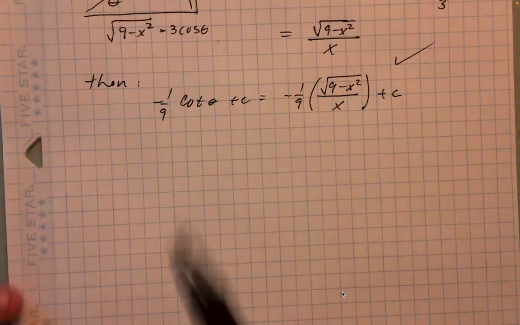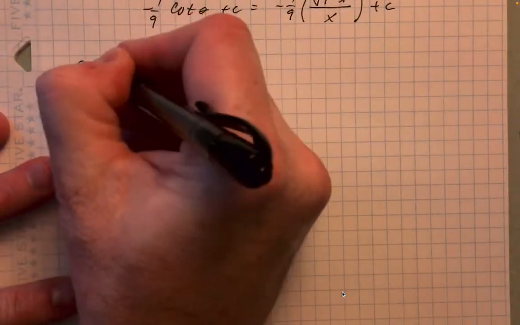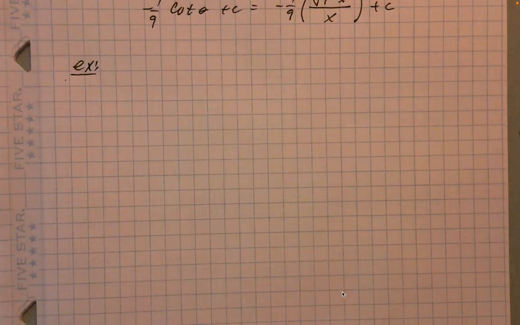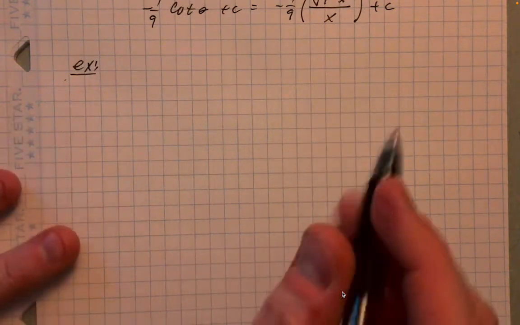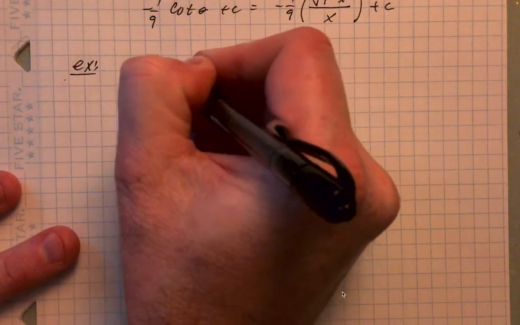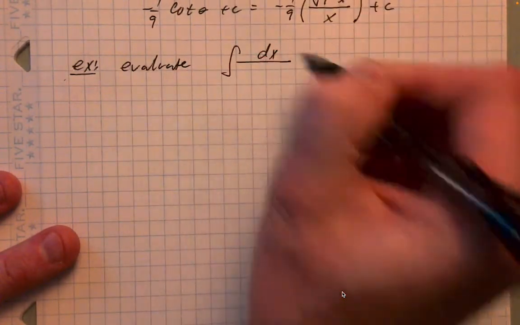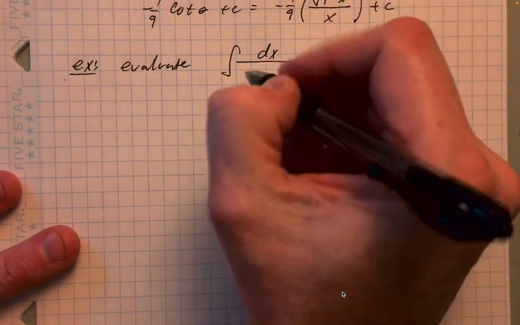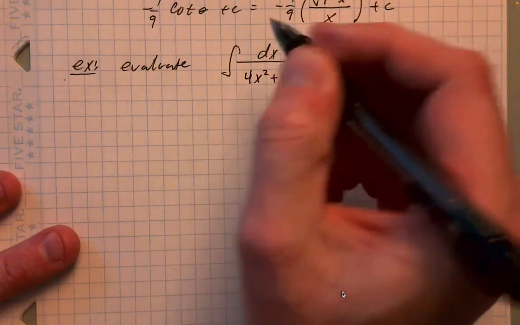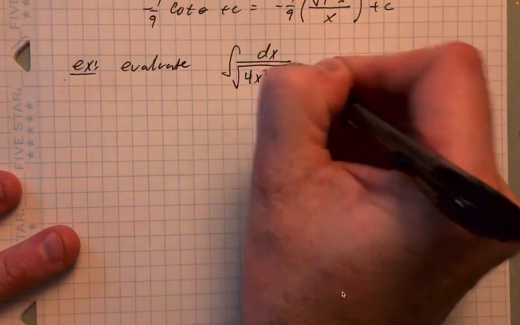Okay, let's do another example. These can be pretty tricky. I think these are very difficult for people to get comfortable with because it's just a different way of thinking. But again, practice, practice, practice. Examples, examples, examples. Let's evaluate this guy: dx over the square root of 4x squared plus 1.